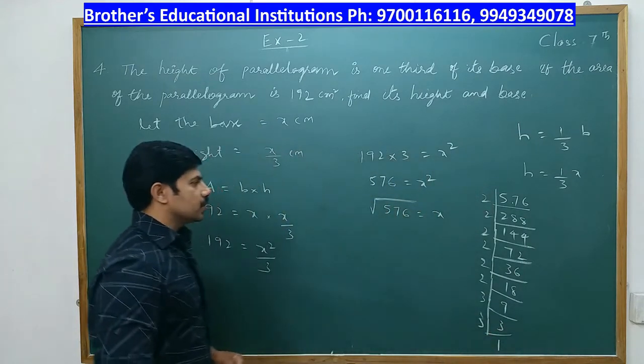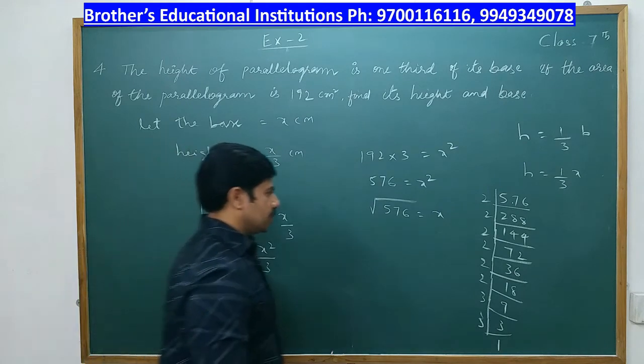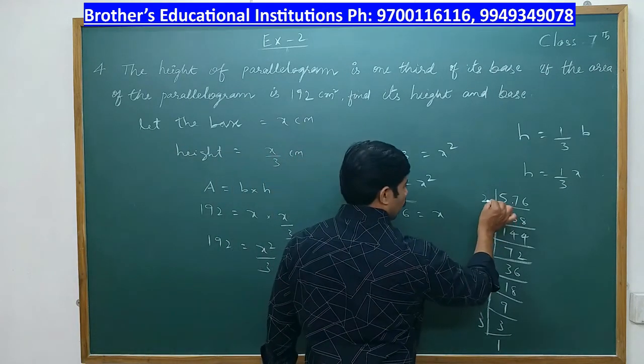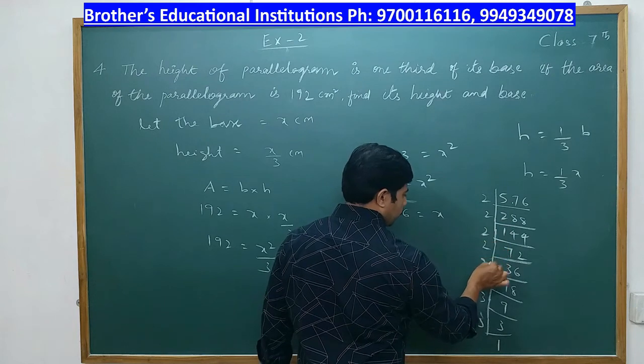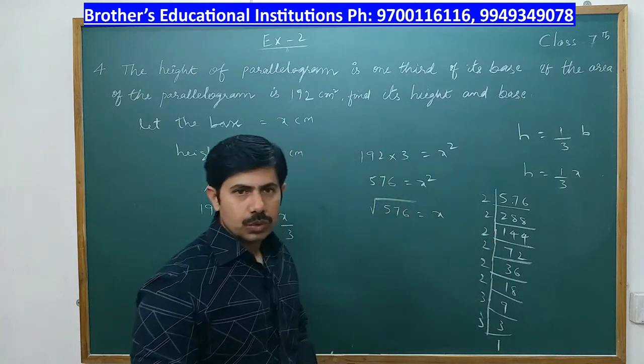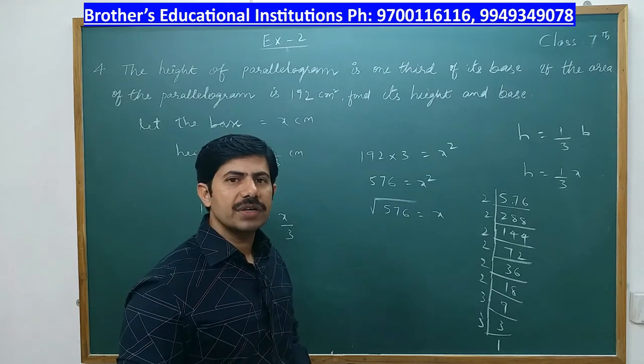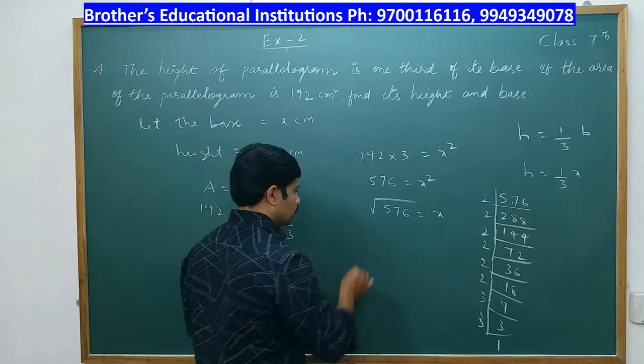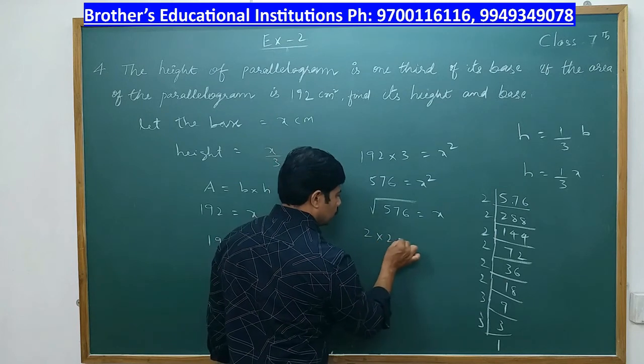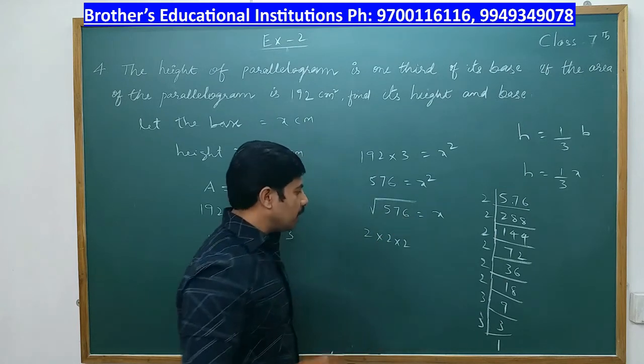Now, in order to find the square root of this after the prime factorization method, how many 2's are there? 1, 2, 3, 4, 5, 6. We have six 2's. So in order to find the square root, you write half of that 6. Half of 6 is 3. So write only three 2's. So 1, 2, 3.